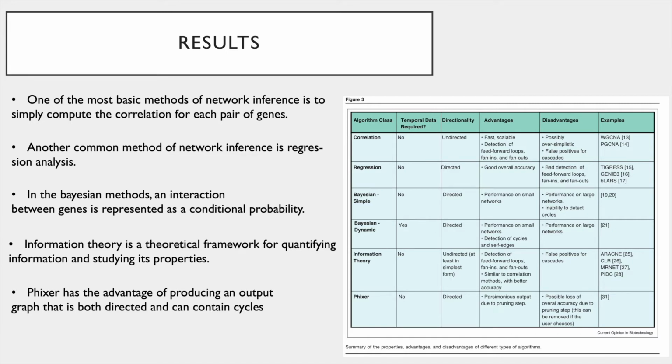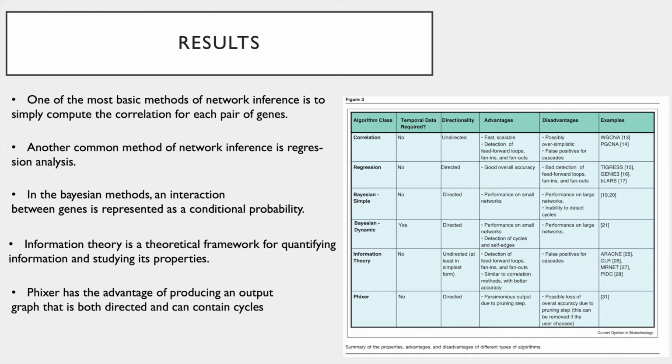Regression-based algorithms are designed to model both linear and predefined nonlinear interactions. Bayesian methods model interactions between genes and represent them as conditional probabilities that we can see and quantify. Information theory is a theoretical framework for quantifying information and studying its properties. Pfizer has the advantage of producing an output graph that is both directed and can contain cycles.